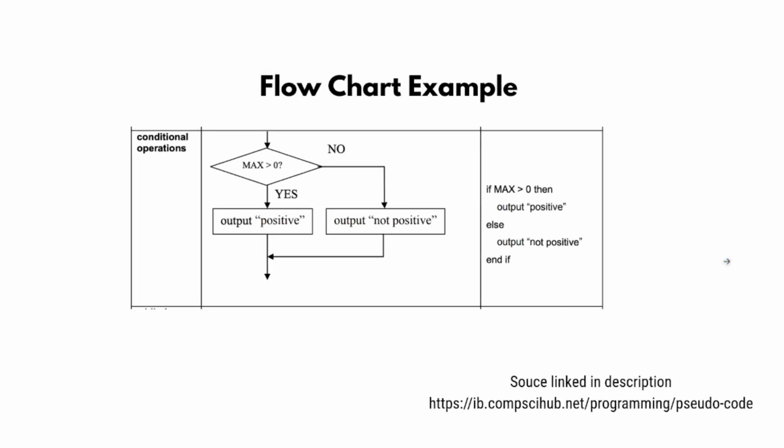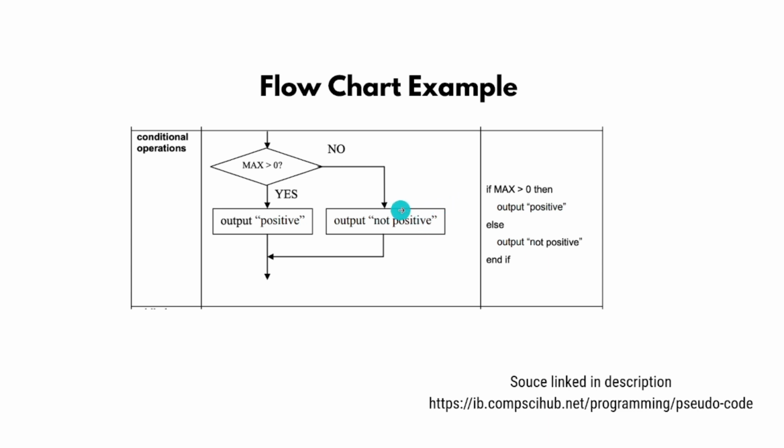Here's an example of a flowchart. This is from the official IB provided documents. I'll link them in the description. But this doesn't have the terminator start, so just pretend like the terminator's here. So there's going to be a start here, and it'll flow into a decision, right? And then you've got here a process, which is an output, and an output here.